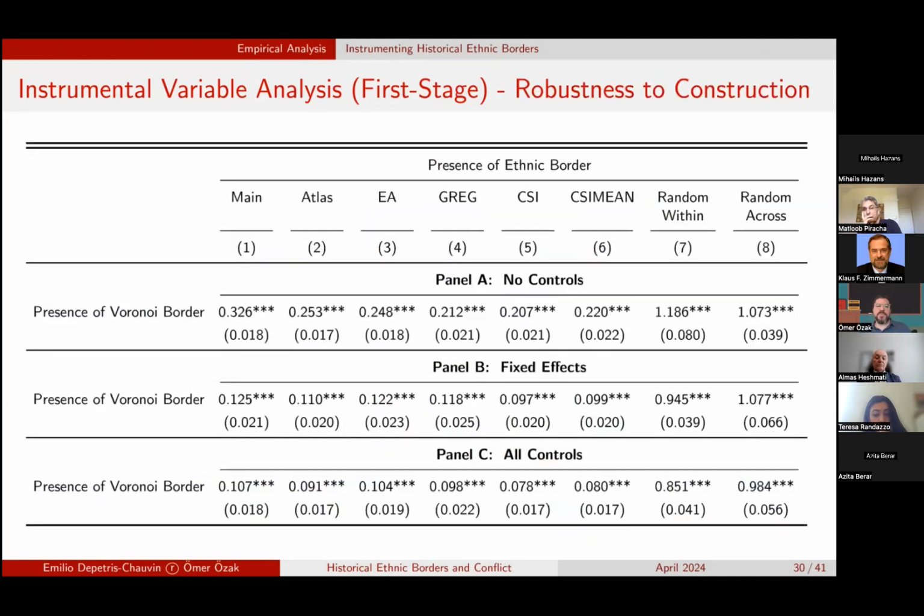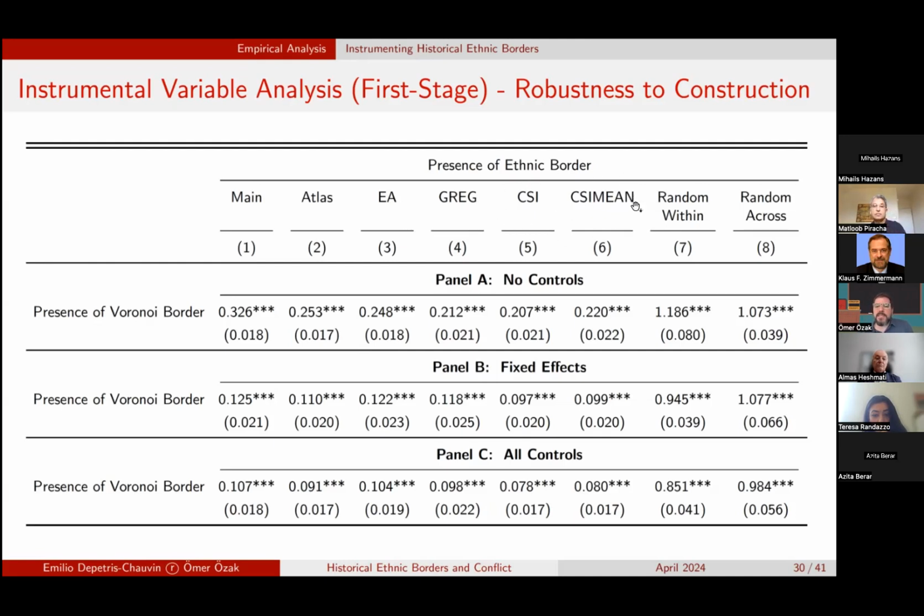We replicate this first stage with many different ways of constructing the Voronoi, right? Here we have our main instrument that we're going to be using throughout, but then we use 3 different data sources for the location of ethnicities. We use a different atlas, the Ethnographic Atlas and Gregg's atlas, to construct the central location from other sources to construct our Voronoi borders, right? It overcomes the problem that perhaps you would be using the geography that's coming from Murdock to predict the centroid and then predict back, right? Here we take centers from other sources and use those to predict the location. Additionally, the Ethnographic Atlas and Gregg's atlas don't always have the same number of ethnicities, so this also provides a little bit of robustness to the number of ethnicities.